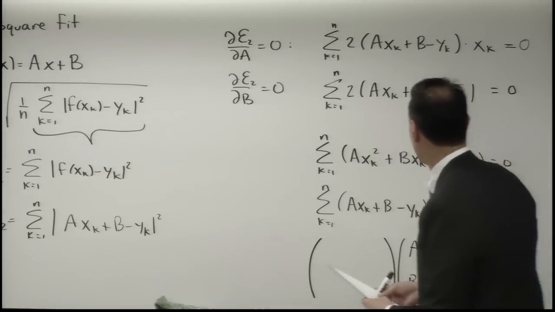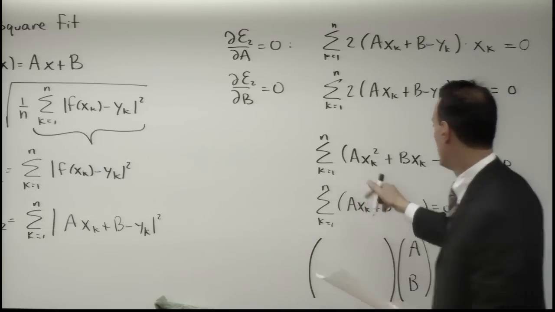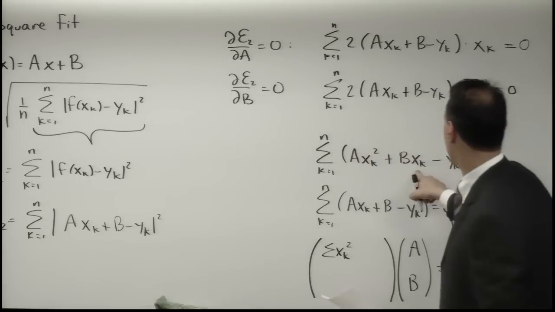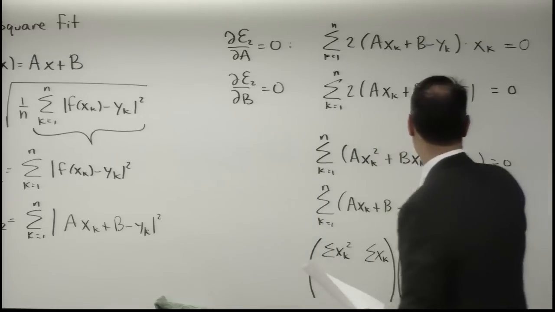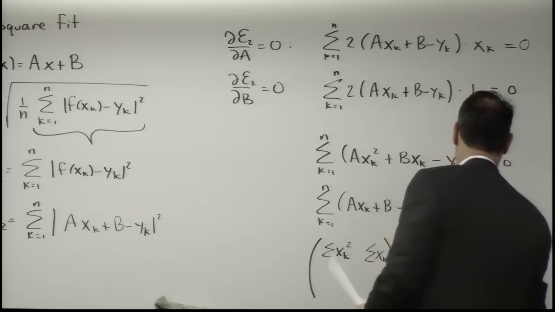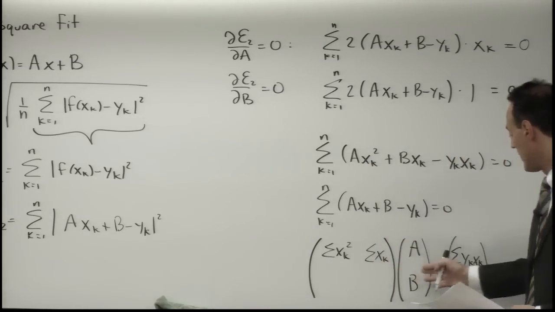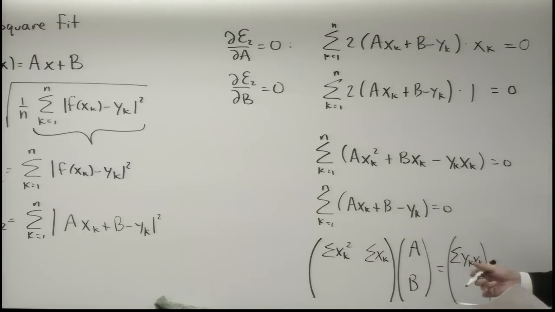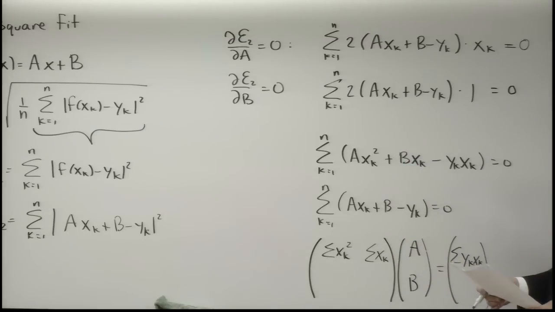And what I can do is say, well, look, I can pull the a out of this. And then what I get here in front of a is a sum of x_k squared. And in front of the b, I just get a sum of x_k's. And on the right-hand side, if I take this over, it's the sum of y_k x_k. That is what this first set of equations says. Remember, this is my Ax equal to b. I take this times this times this is equal to this. That's that equation. And by the way, these sums are from 1 to n. I won't write them in here because they'll get too small.